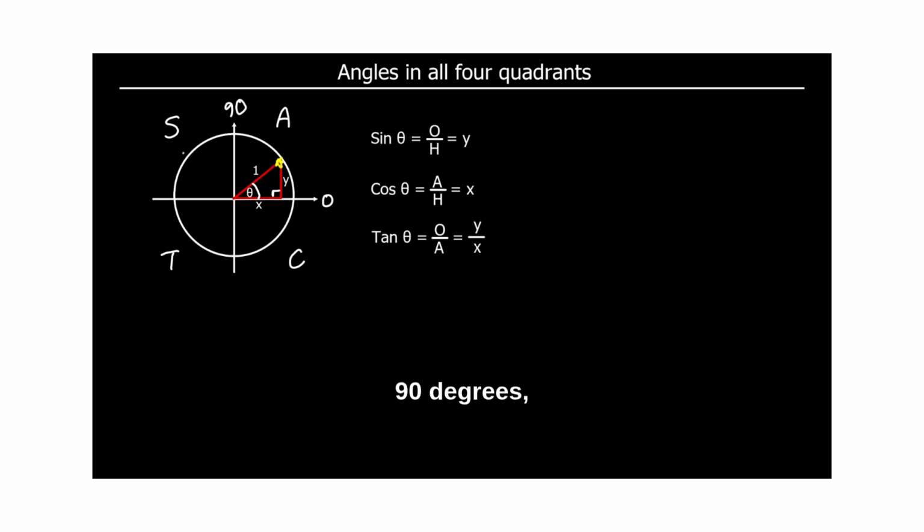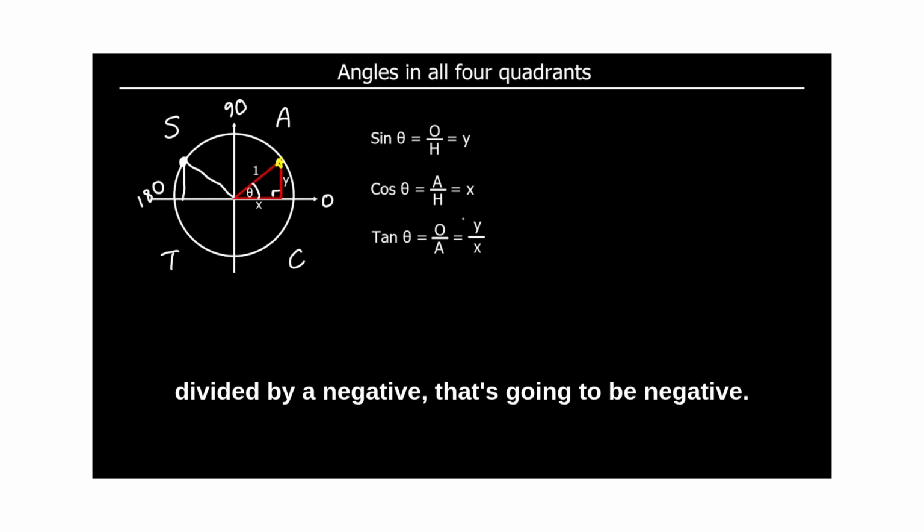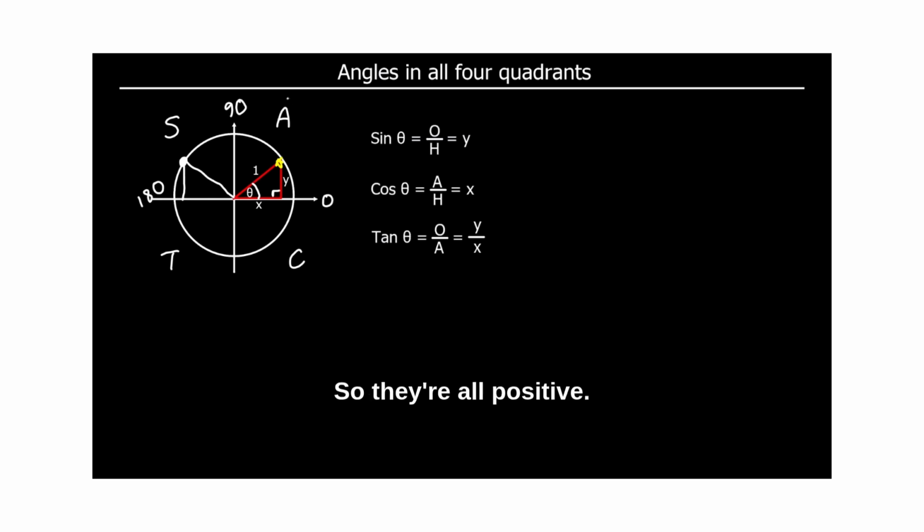As we move around beyond 90 degrees, if we were over here, so this will be an angle of 90 plus this. So we're between 90 and 180. If we're over here, you can see that the x coordinate is now negative. So cos is negative. The y coordinate is still positive. And tan, because it's a positive divided by a negative, that's going to be negative. So sine is positive between 90 and 180.